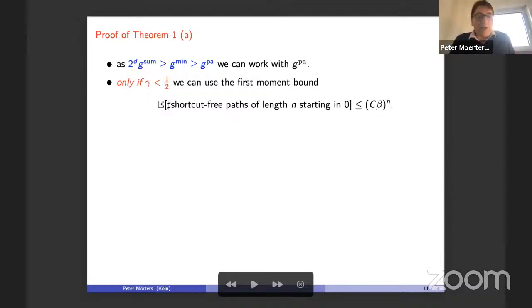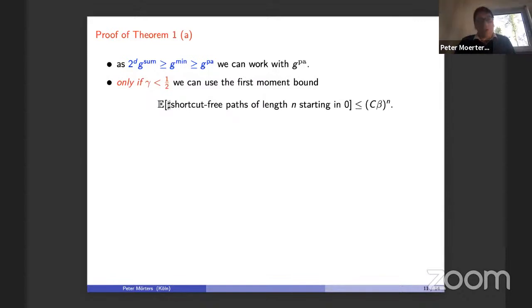You look at the expected number of self-avoiding paths of length n starting in 0. And we've slightly strengthened the notion of being self-avoiding by saying shortcut-free. So self-avoiding would mean that a vertex is not revisited by the path, and shortcut-free means that the neighbors of a vertex are not revisited after the first step. So there is no shortcut, there is no edge that connects 2 points in the path that are further than 2 steps away from each other.